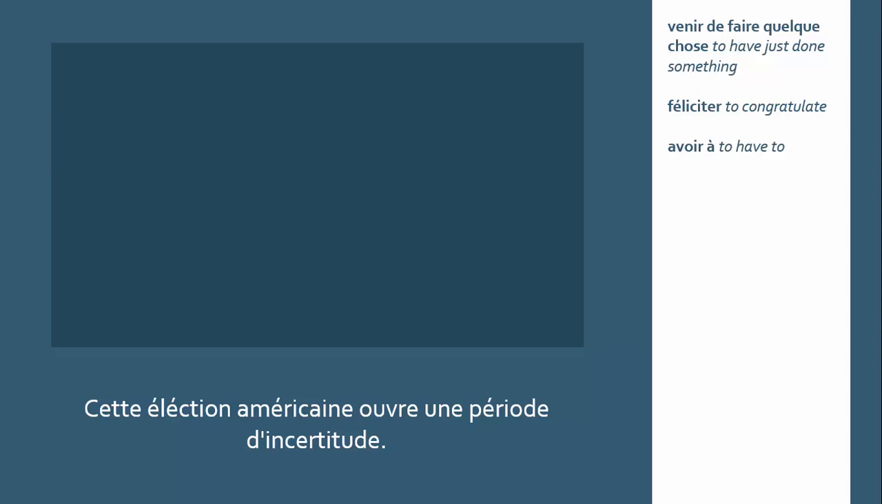Cette élection américaine ouvre une période d'incertitude. So cette élection américaine, this American election, opens, une période d'incertitude, a period of uncertainty. Again, there's more doubt in François Hollande's mind here. Okay, he's being quite clear that this is not going to be easy for him. You know, it's not like a woohoo, Donald Trump's president. It's, we don't really know what's going to happen now.